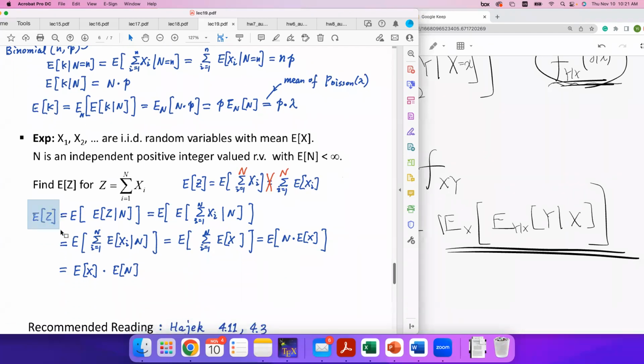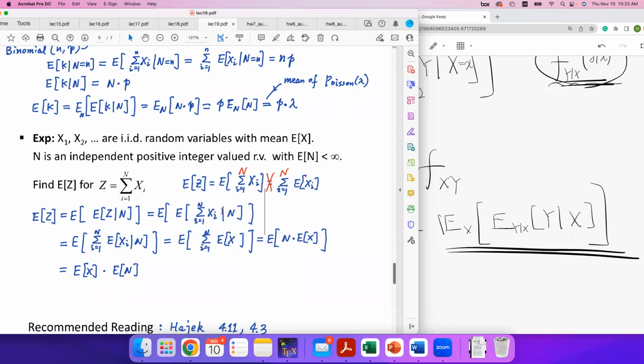To compute z, we realize that z really depends on how many of these xi's are involved. So we have to leverage the iterated expectation. First, consider conditioning on this capital N, and later on, we can take expectation over capital N. So let's do that utilizing the iterated law. We get this one, and z is this sum.